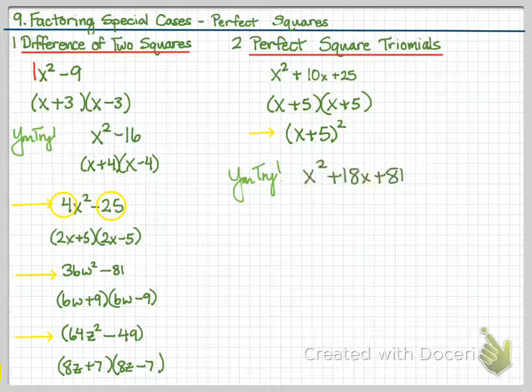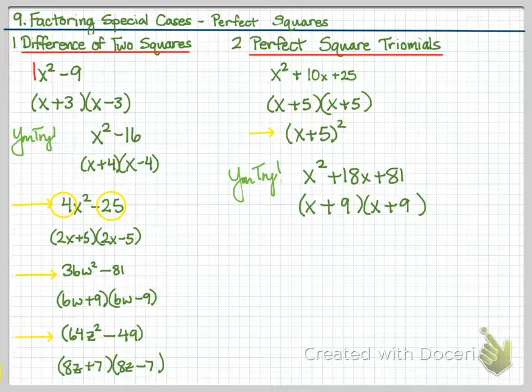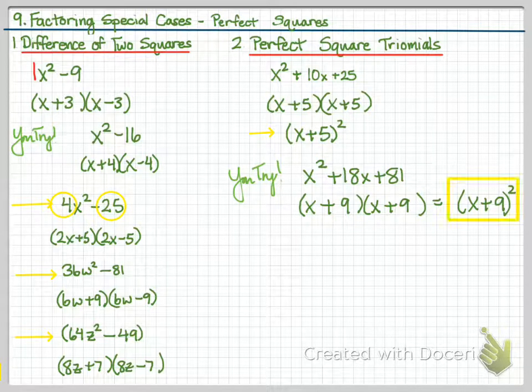You try now. Try x squared plus 18x plus 81. The whole idea here is to recognize that 81 is a perfect square. So you give that a shot. Okay, welcome back. x squared is x and x. 81 will be 9 and 9, both positive, and they'll add up to 18x in the middle. And we rewrite that as the quantity of x plus 9 squared.